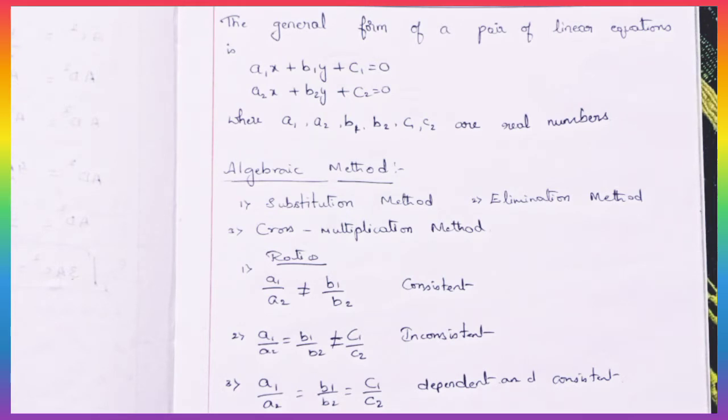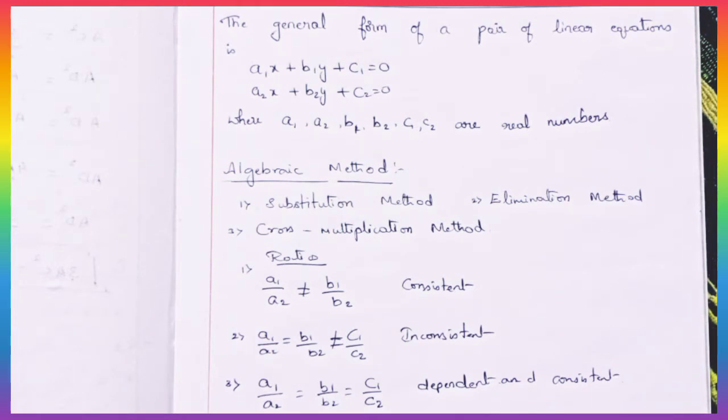two variables. The general form for a pair of linear equations is given by a1x plus b1y plus c1 is equal to 0 and a2x plus b2y plus c2 is equal to 0, where a1, b1, a2, b2 are the coefficients of the variables x and y, and c1 and c2 are the constants. The values we substitute for a1, a2, b1, b2 and c1, c2 should be real numbers. And there is a condition: a1 square plus b1 square should not be equal to 0. Similarly, a2 square plus b2 square should not be equal to 0.